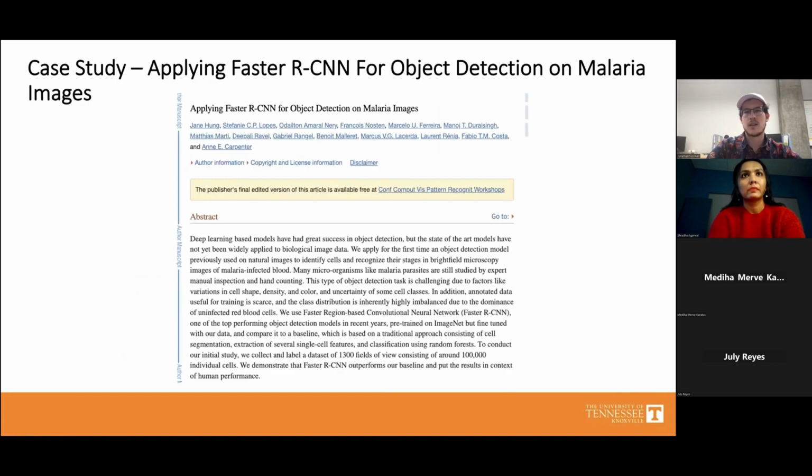So a case study talking about applications of faster RCNN in biological imaging. What this study did was it used computer vision to analyze microscope images of cells and isolate what were different types of malaria cells versus assorted immune system cells like red blood cells and white blood cells.